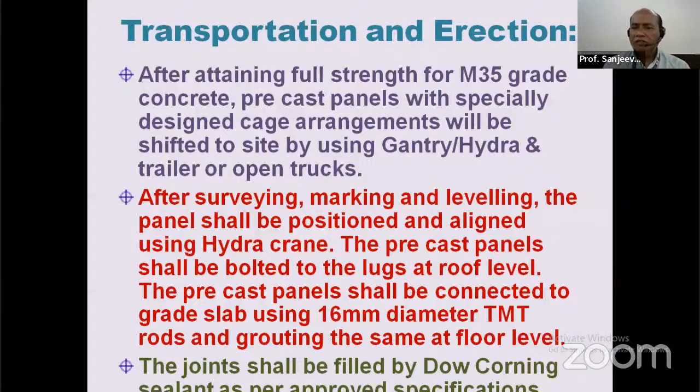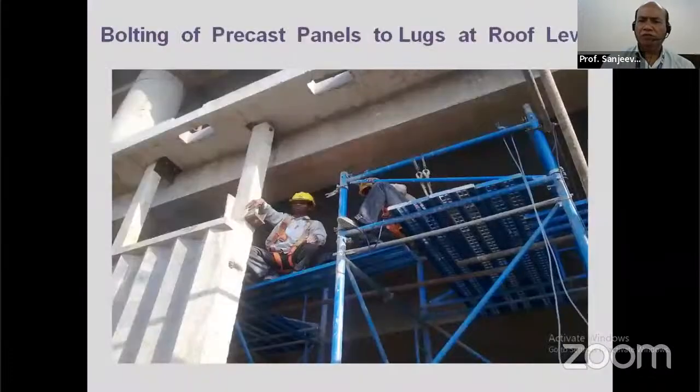The precast panels were to be bolted to the lugs at the roof level. The precast panels were to be connected to the grade slab using 16 millimeter diameter TMT rods and grouting of the same at the floor level. So the joints were to be filled by Dow Corning sealant as per approved specifications.